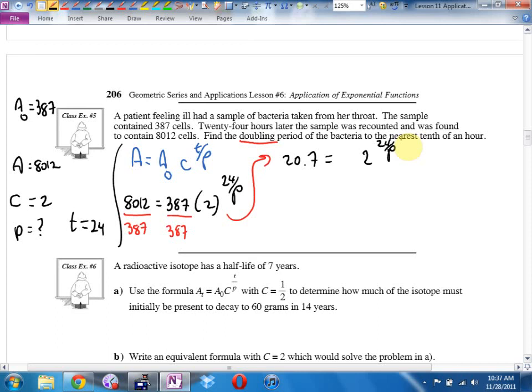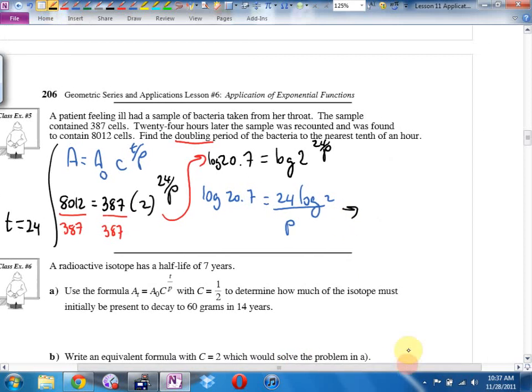Is that okay? How do I get the P by itself? I think P is going to end up being 24 log 2 divided by log of 20.7. Oh, hang on. Don't use 20.7, Mr. Dueck. Use your answer button.